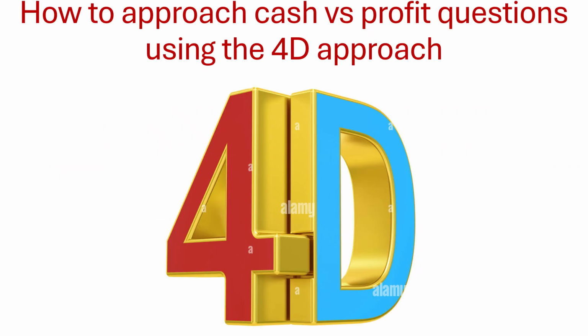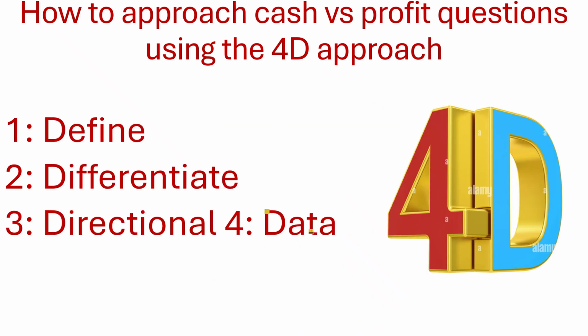So here's my suggestion on how to approach cash versus profit questions using the 4D approach. So what are the 4 Ds? Well, you start with the definition of net cash from operations, or just net cash, depending on the structure of the question, and then you define what we mean by net profit. Then you clearly differentiate the two. So these first 2 steps are generic. Then we get into points 3 and 4.